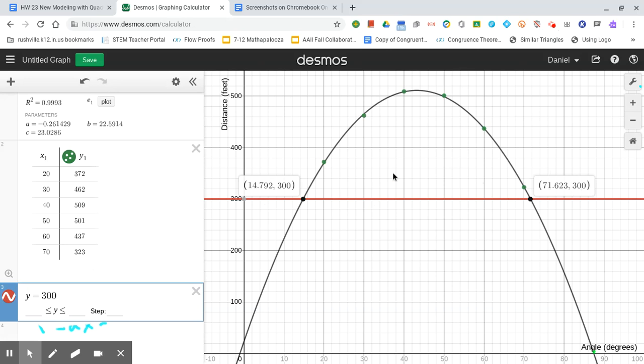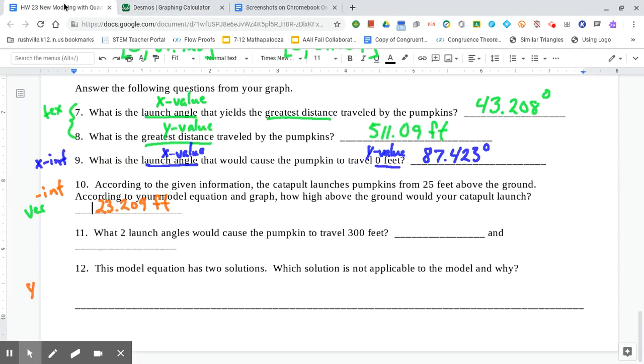So we essentially, without realizing it, solved a system of equations by graphing. And this system is one we have not done before, of a line and a parabola. So that's neat. But let's go record these degrees, 14.792 and 71.623. So there's the two launch angles that are going to create this distance.